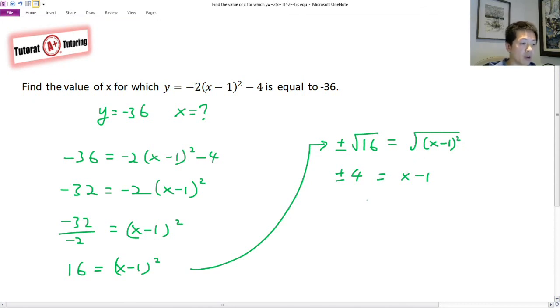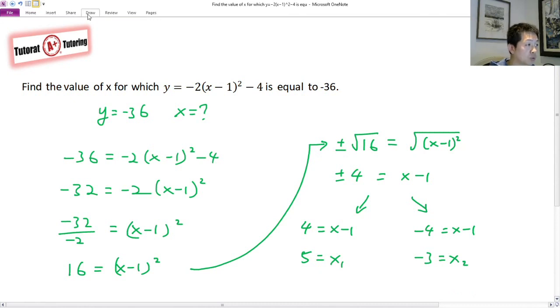Now at this point, I will have to separate into two of them. So one is positive, the other one is negative. Okay, so for the one that is positive, I will have 5 equals x, because I move the minus 1 onto the other side, it becomes plus 1, so it will be 5 equals x. And the other one will be minus 3 equals x. So my x1 is 5, my x2 is minus 3. So these are my values of x when y is equal to minus 36.